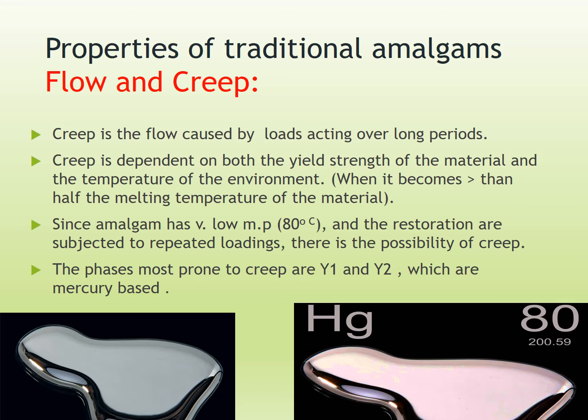Since amalgam has a very low melting temperature, 80 degrees Celsius, and the restorations are subjected to repeated loading, there will be a possibility of creep. And the phases that are most prone to creep are gamma 1 and gamma 2, which are mercury-based, as we discussed earlier.